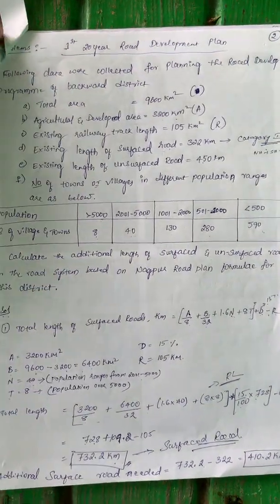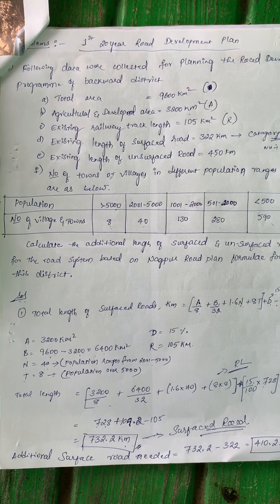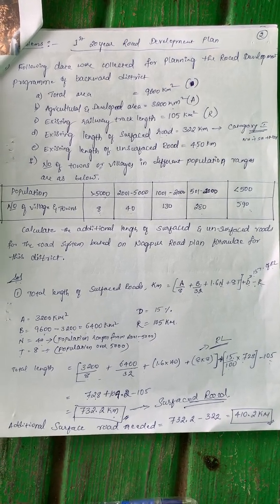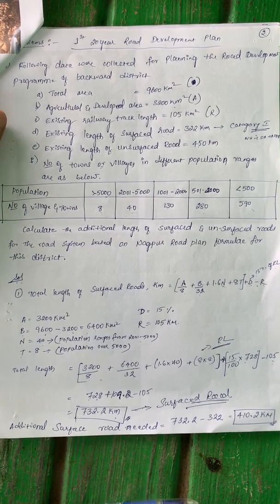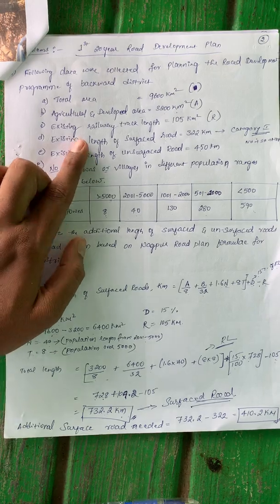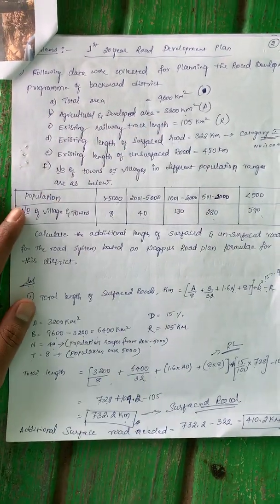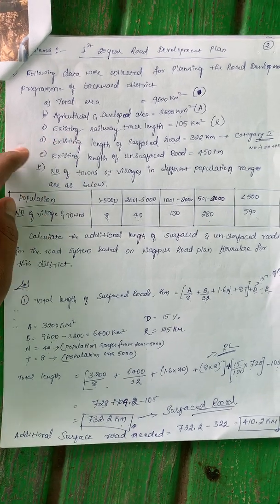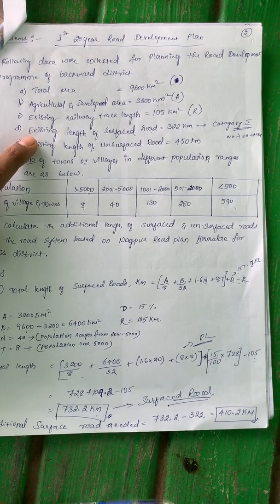Consider the first 20-year road development plan. The following data were collected from planning the road development program of a backward district. The total area is 9600 square kilometers, the agricultural and developed area is 3200 square kilometers, and the existing railway track, R, is 105 kilometers. The existing length of surfaced road is 322 kilometers.